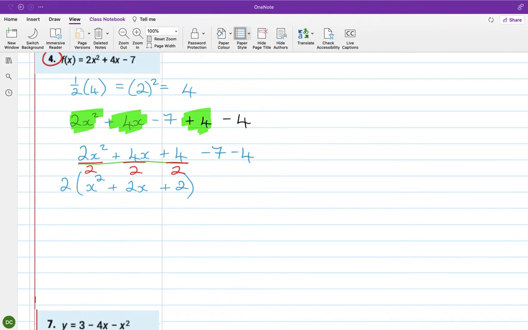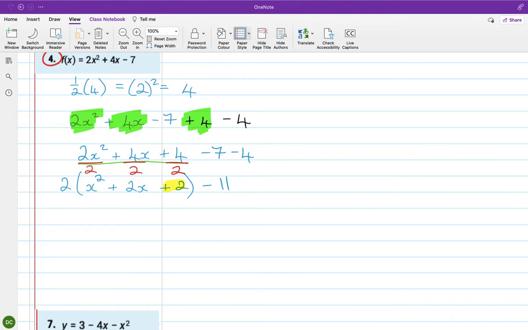Okay, so now I need to make a perfect square out of what's in the bracket, but what's there is not a perfect square, because if you remember, to get the perfect square, I would need to square root whatever is in that position, and that 2 is not a perfect square. So I need to change it to something that is a perfect square. Now, the only perfect square smaller than 2 is the number 1.